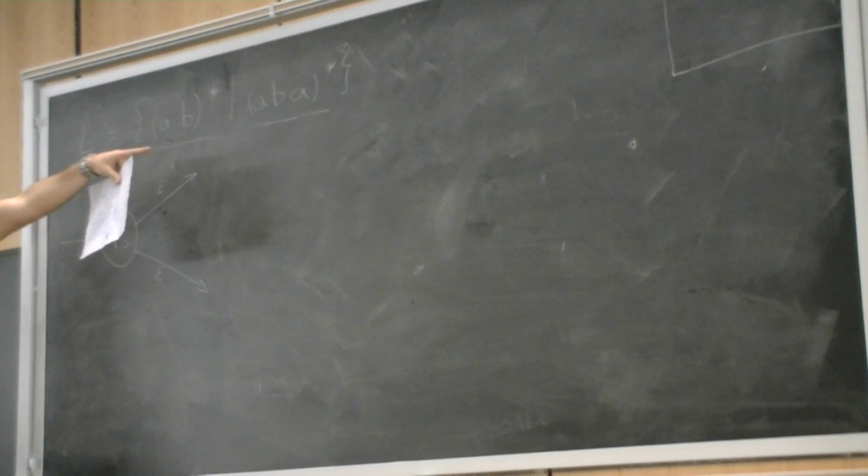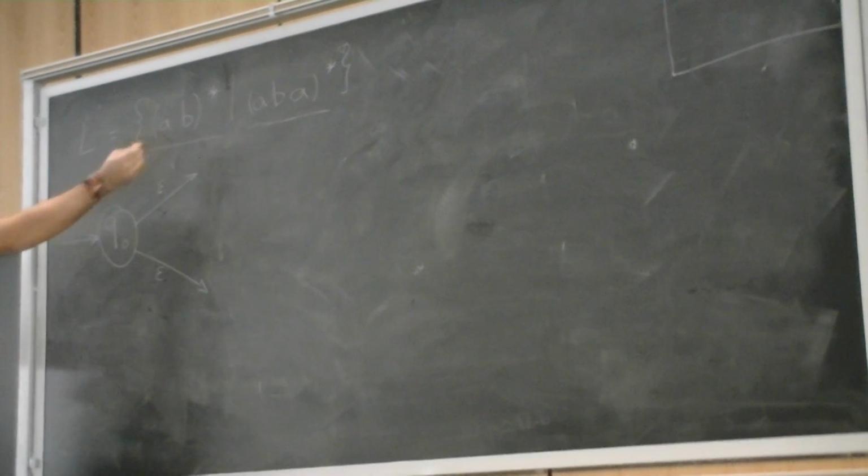Using two of these epsilon transitions, the machine will decide which of those two expressions it has in front of it to recognize. We will construct a machine over here for recognizing A, B star. Okay? Any ideas?